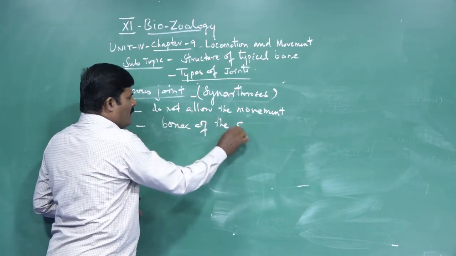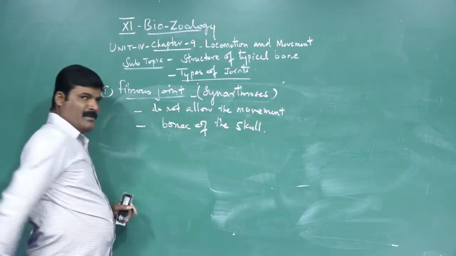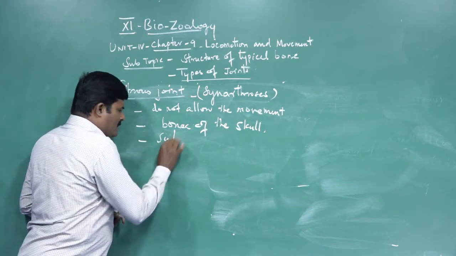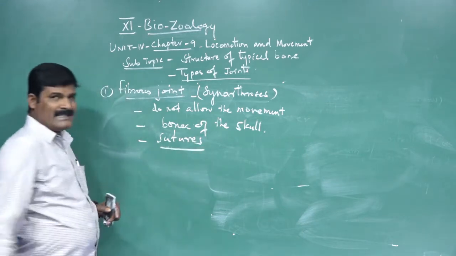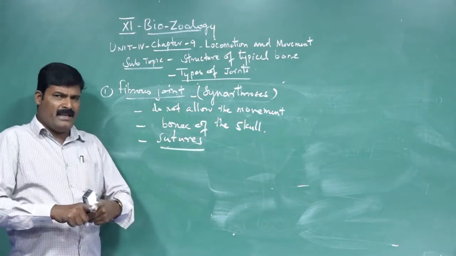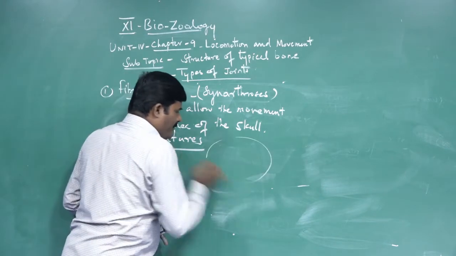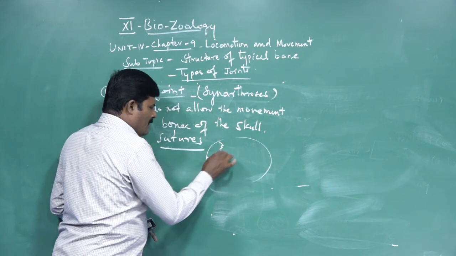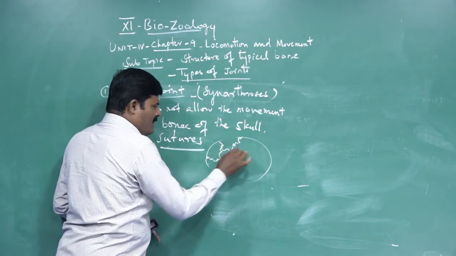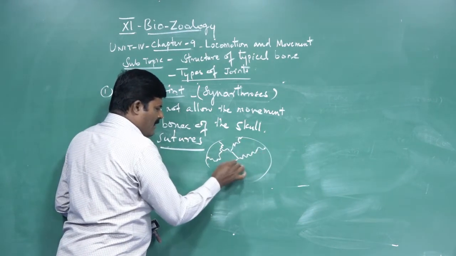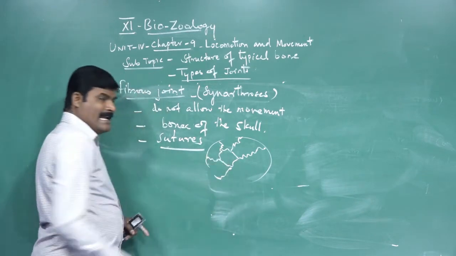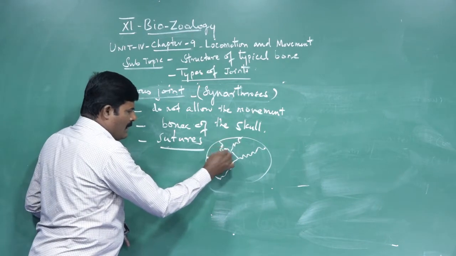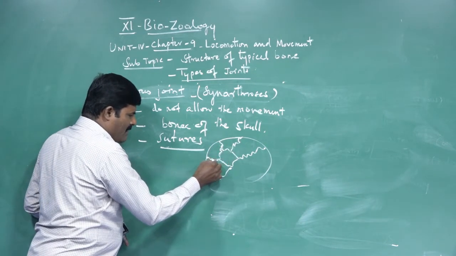Bones of the skull are one example of the fibrous joint. It forms sutures. Sutures means what? Stitching. It is connected firmly. For example, our skull: it is a zigzag method. The skull bones are connected from one bone to others, or otherwise called sutures, meaning stitching. This is one bone, and it is firmly connected with other bones.